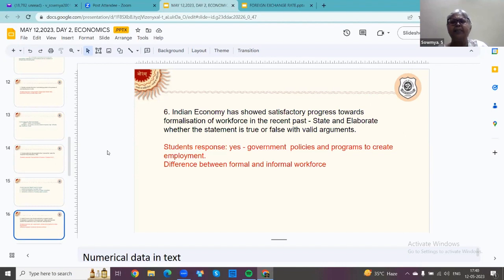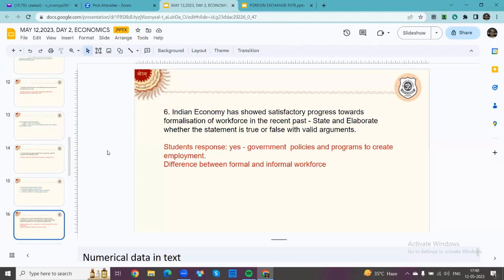Okay, the government started many formal government organizations, whether it is true. So what should be the answer? Please read, ma'am, the first answer: by formalizing the unorganized organizations, the government has increased its GDP. Sir, read the question again. Indian economy has showed satisfactory progress towards formalization of workforce in the recent past. They've given you such a statement.